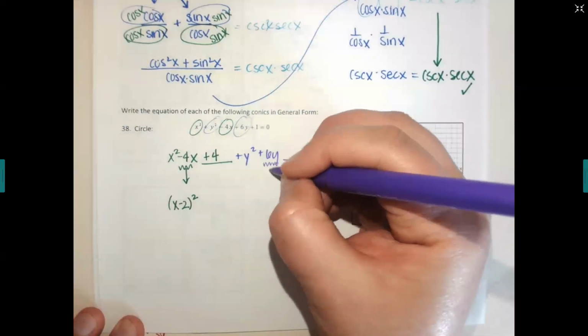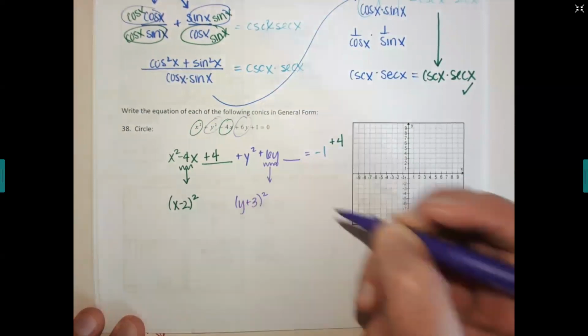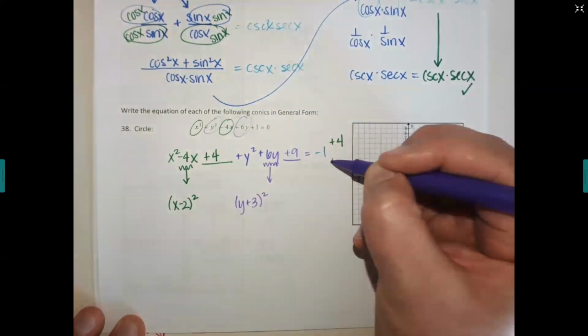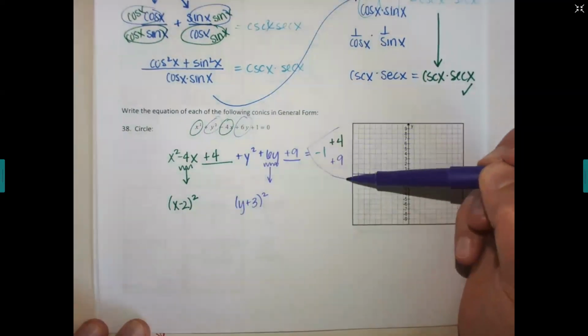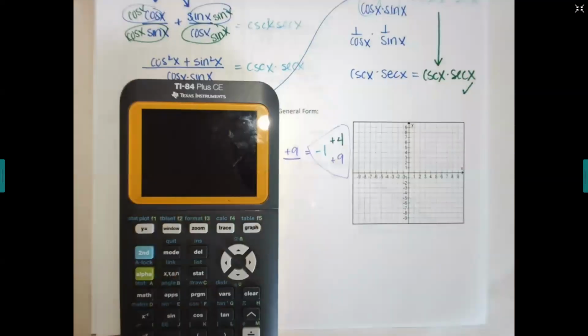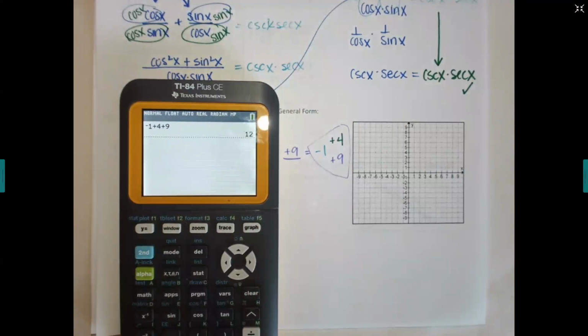Same thing over here, it's a 6y, cut that in half, that's a 3 now. And then 3 squared for me to fill in the blank, that's a 9, and then a 9 over here. And then from there, remember, you're just adding these 3 numbers up. So negative 1 plus 4 plus 9 gives me 12. Okay.